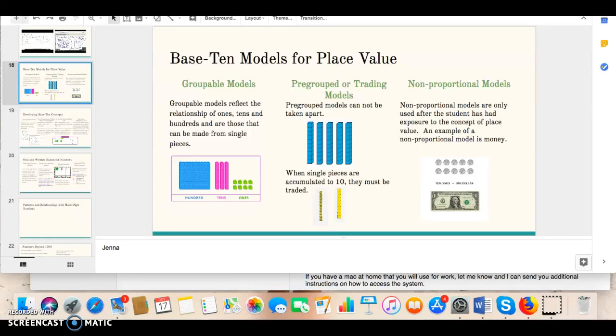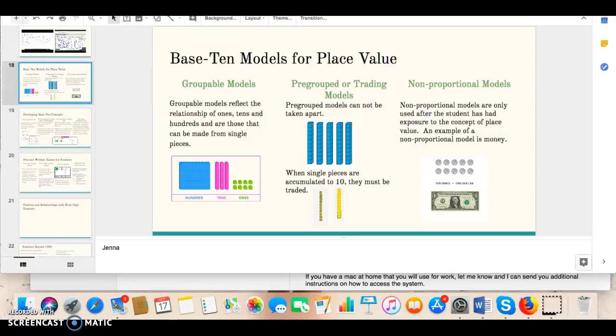Base 10 models for place value. Groupable models. Groupable models reflect the relationships of ones, tens, and hundreds and are those that can be made from single pieces. So if you look below, you can see the example of the big hundreds, the three groups of tens, and the 2, 4, 6, 8 single ones. That is an example of groupable models.